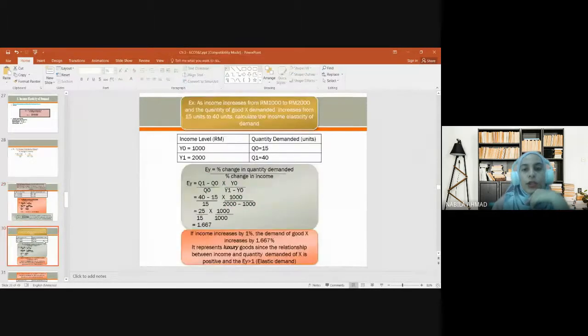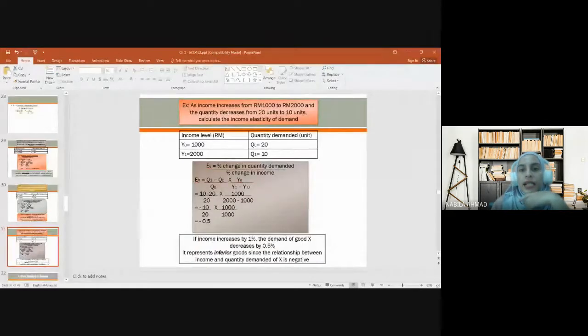Okay, so kita tengok contoh kedua. As income increases from 1,000 to 2,000 ringgit and the quantity of good X demanded increases from 15 to 40, calculate the income elasticity. So kita identify Y0, Y1, Q0, Q1 and then kita kira dapat 1.667. 1.667 maksudnya when income increases by 1%, the demand for good X increases by 1.667%. Jadi value dia lebih dari 1. Kalau lebih dari 1 dia adalah apa? Dia adalah luxury goods. Okay.